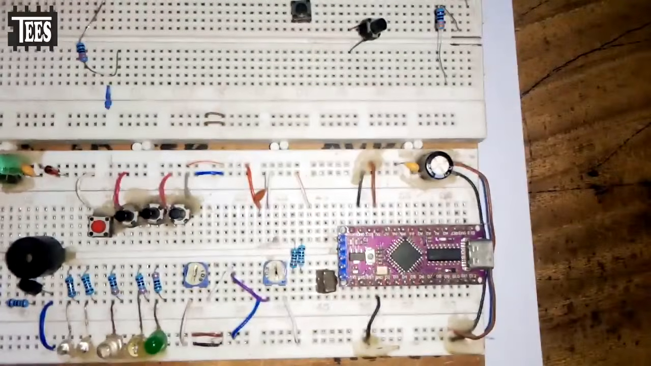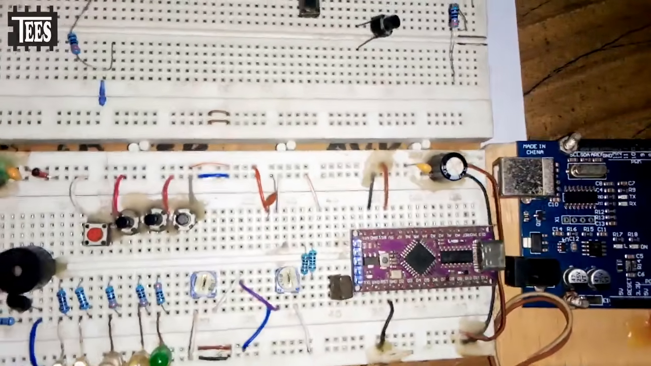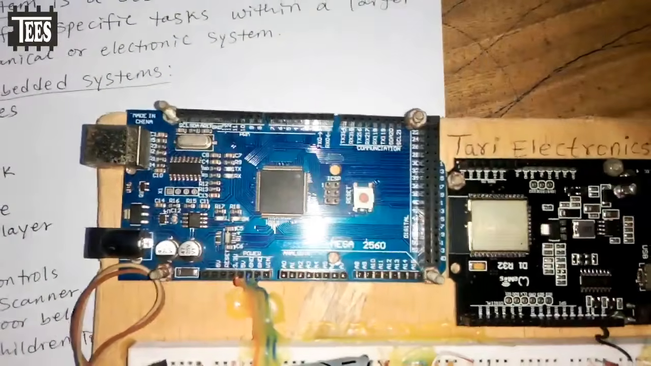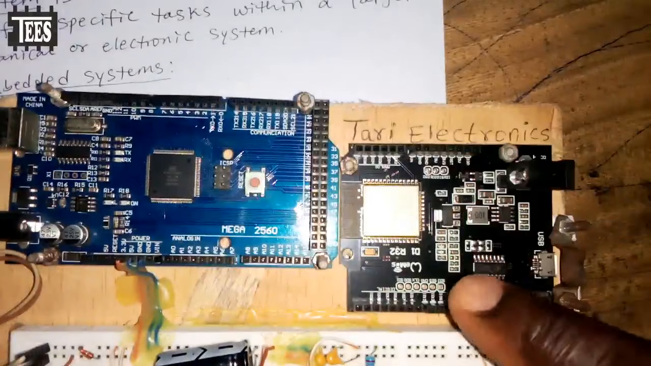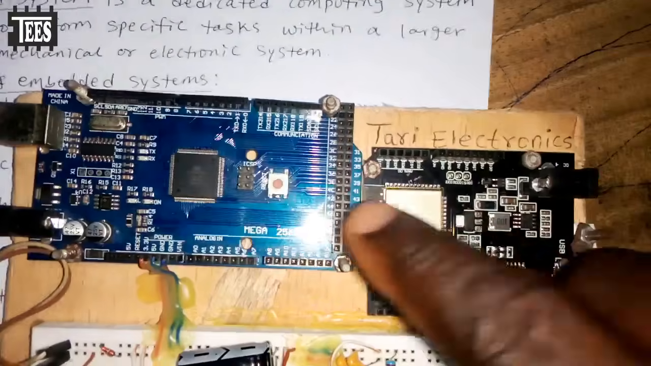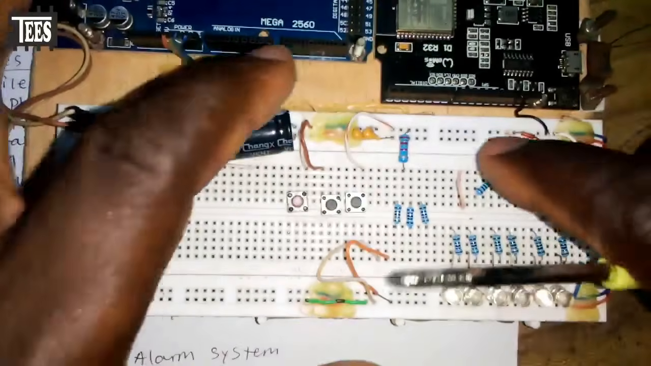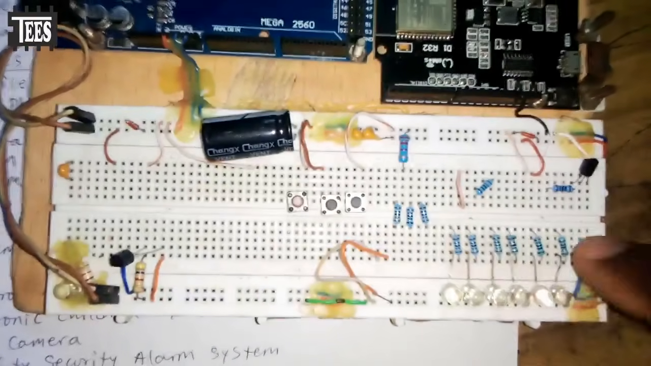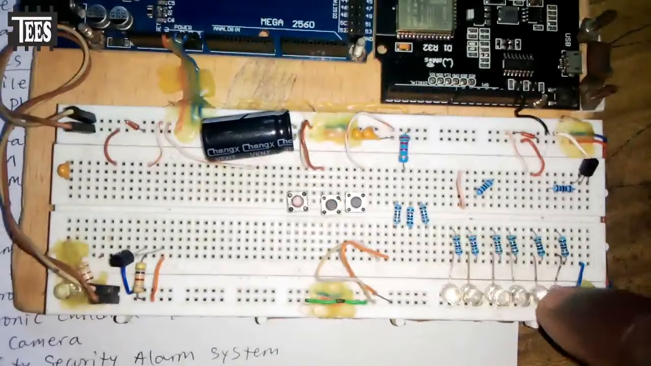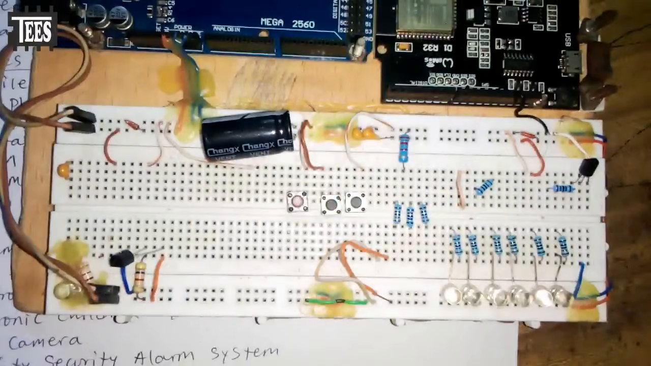What we have here is the ESP32. This ESP32 has Bluetooth and Wi-Fi. Then this is the Arduino Mega. So these are some of the things you can lay your hands on. Then you need a breadboard to assemble other devices, like LEDs, resistors, push buttons, and other sensors and devices that you will need.